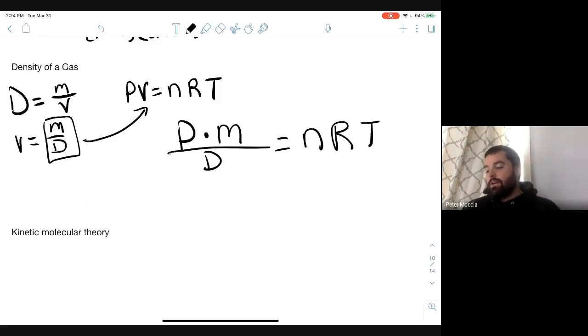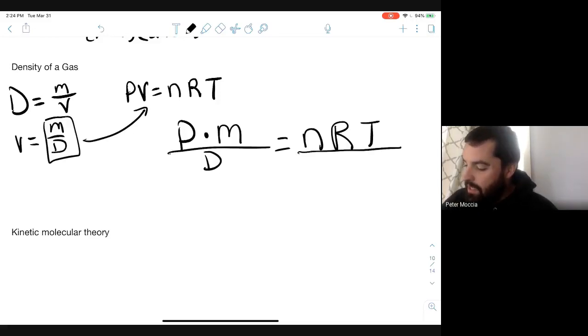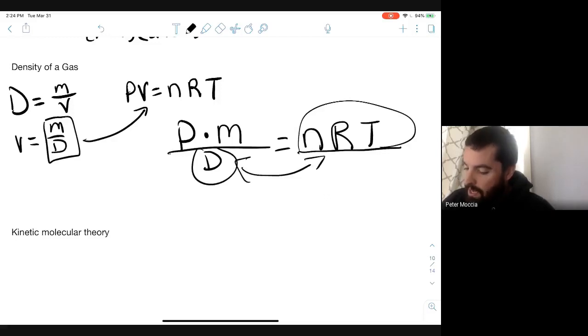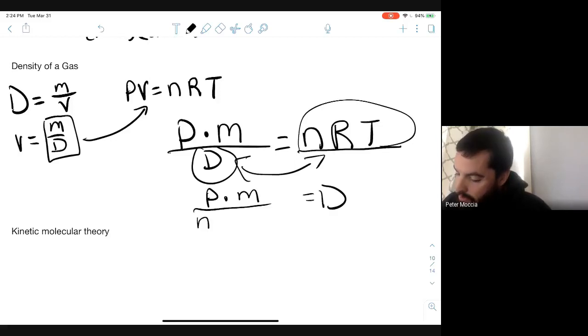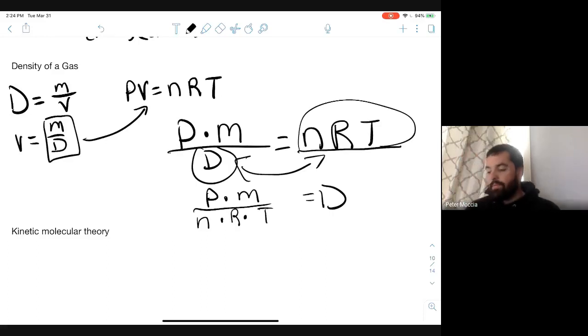Okay, so then I'm going to do a switcheroonie, all three of these things. I'm going to switch with D, and I get D is equal to pressure times mass over moles times the ideal gas constant times the temperature.